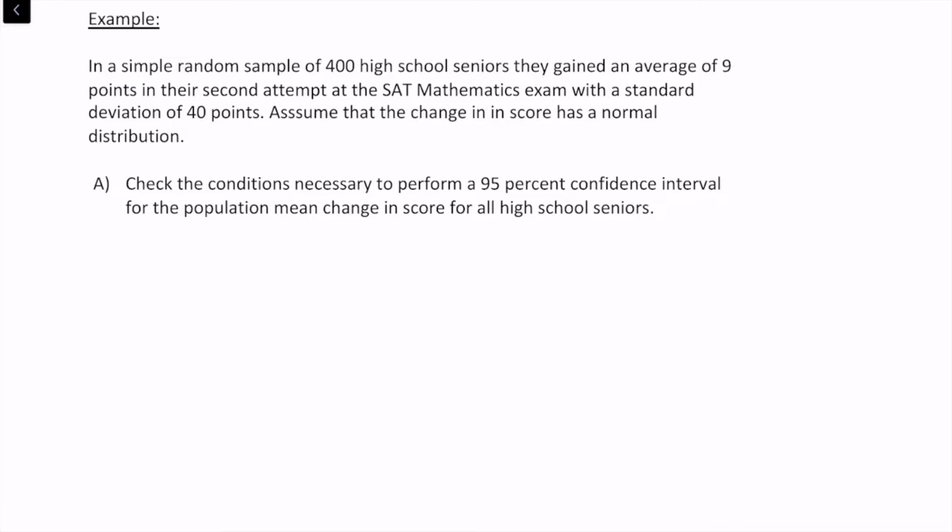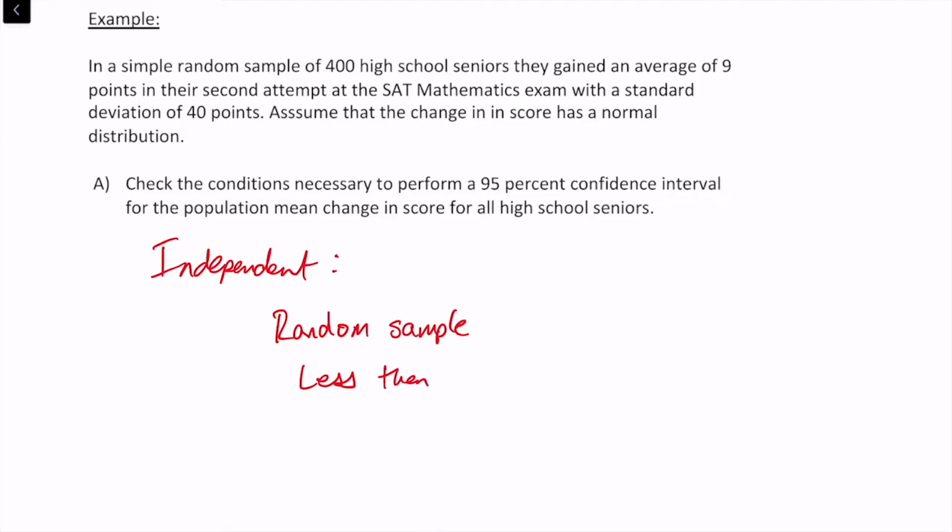So let's check the conditions. Our independence condition needs to be checked via: did we take a random sample, and did we sample less than 10%? Let's take these one at a time. Random sample: they tell us we performed a simple random sample, so yes, we have the randomization condition met. Less than 10%: we're sampling 400 high school students. Certainly, there are a lot more than 400 high school students, so yes, we are sampling less than 10% of the population. Therefore, we can assume independence.